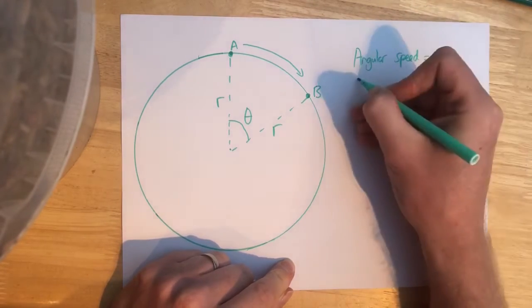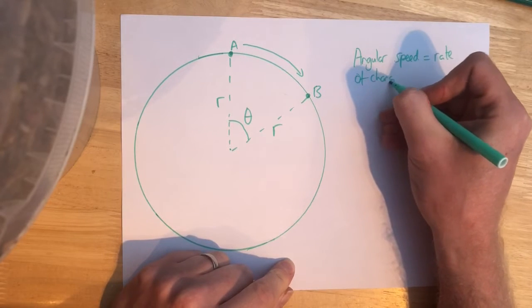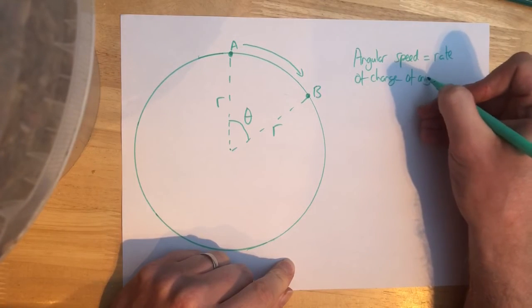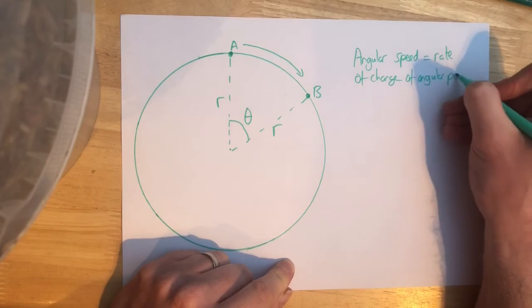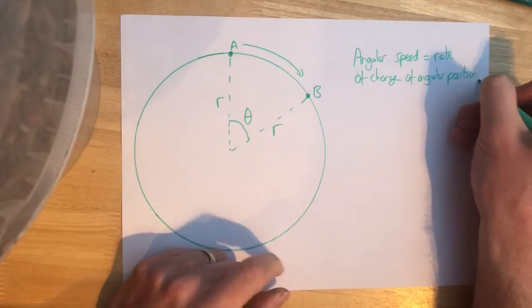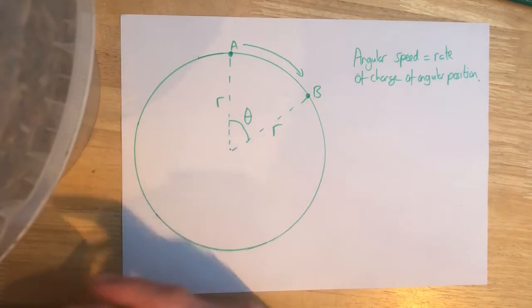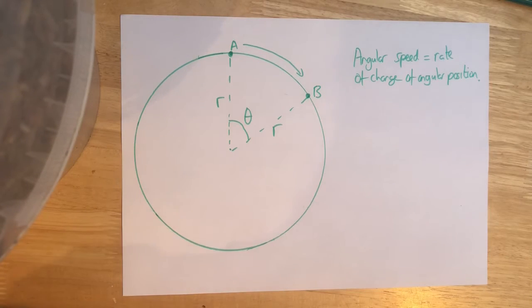is the rate of change of angular position, and that's sometimes called angular velocity if we're going to include the direction in there as well. Sometimes in other contexts it's called angular frequency as well. We'll watch out for that one a little bit later on as well.